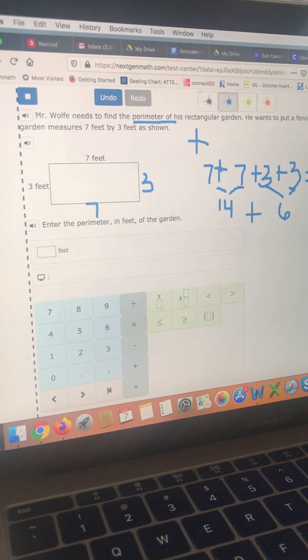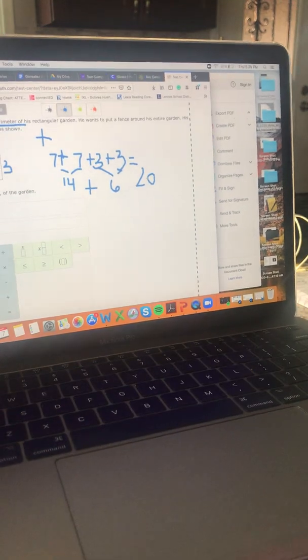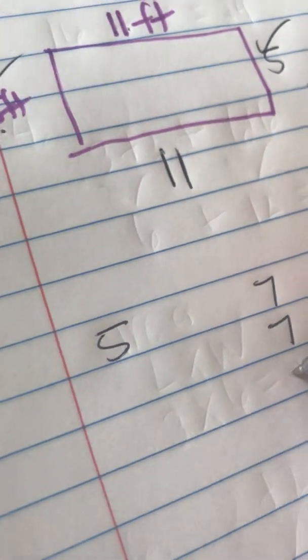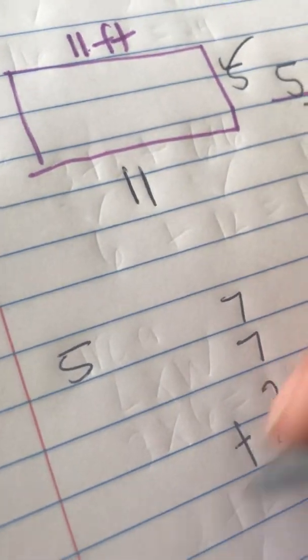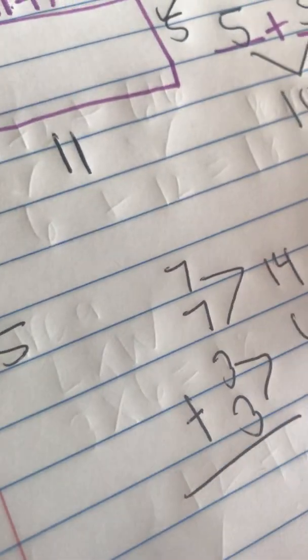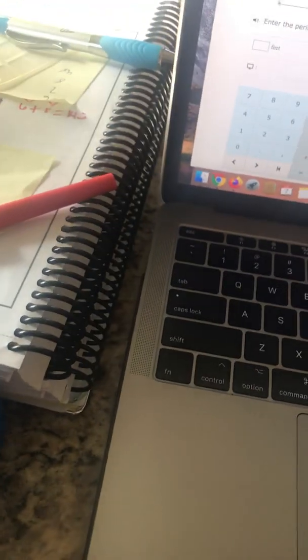Now, boys and girls, if you don't want to use your pen on your computer to write your problem, I would suggest just getting your notebook. So for problem number 5, you add your numbers. So you have 7 plus 7, 3 plus 3. You add them. 7 plus 7 is 14. 3 plus 3 is 6. 14 plus 6 is 20. Then you go back to your problem and you click your answer.